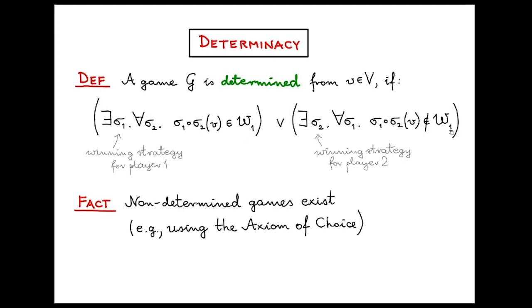And here's an analogous statement about the existence of a winning strategy for player 2 from that same starting vertex V. And if this dichotomy holds, then we would say the game is determined from vertex V. And then we would say that the game is determined if it is determined from every starting vertex. Now, it is very tempting to think that clearly if one player cannot win, the other must be able to.